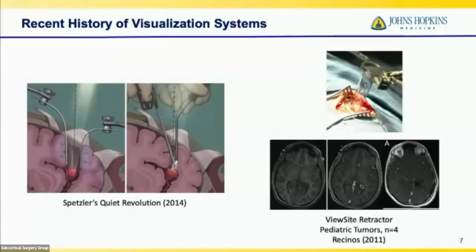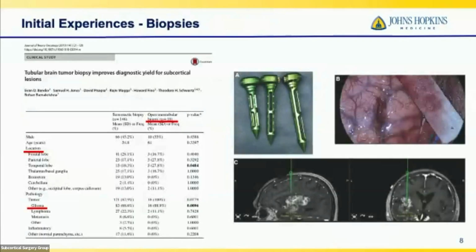One of the more prominent early examples of using these tubular retractors actually came out of Johns Hopkins. And so the pictures on the right are from a paper by Dr. Pablo Recinos, Violette Renard Recinos, and Dr. George Jallo. It was a series of 4 patients that had deep-seated brain tumors, and what was then called a view site retractor was used, as you can see here, to obtain good resections on those patients. And it was one of the earlier series using these tubular retractors that we've become so familiar with.